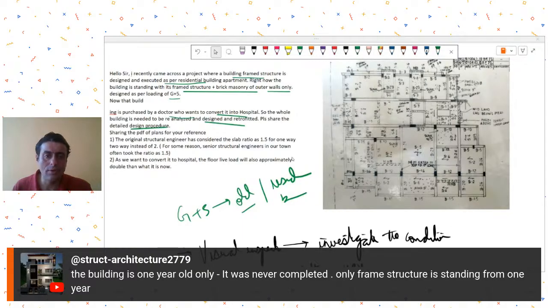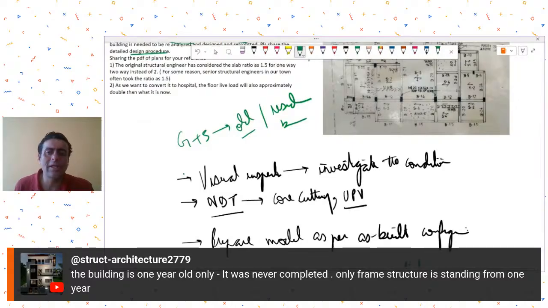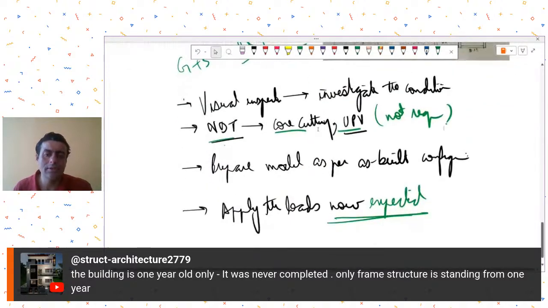Okay, 1 year old. It was never completed. Oh, only frame structure is standing. So then your problems are not that much. If it is only 1 year old, maybe you may not require to go for NDT testing because 1 year is not a big time. So this might not be required. Okay, just do a visual inspection and see, then apply the loads that are now expected.